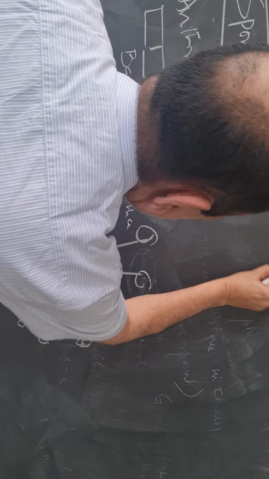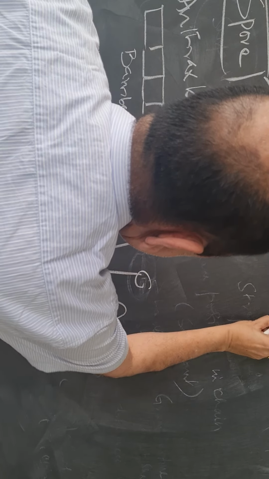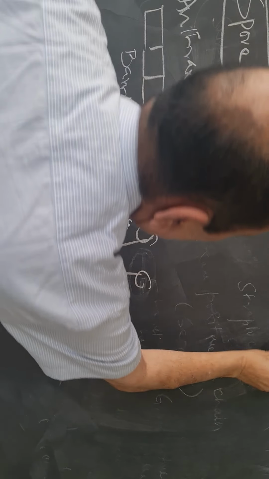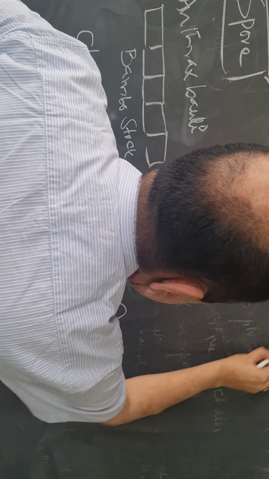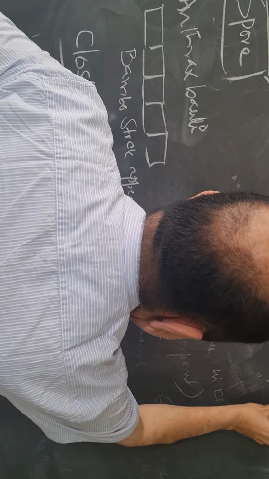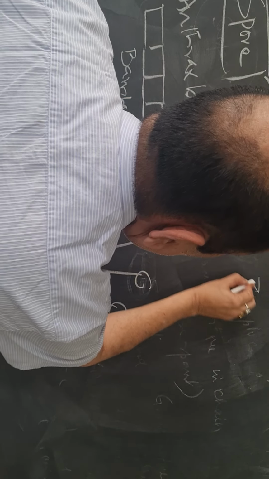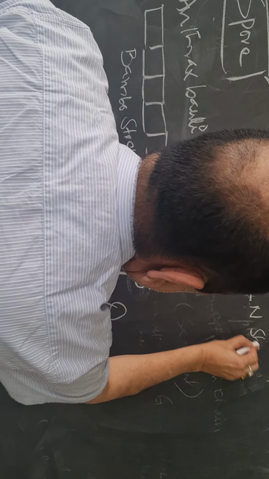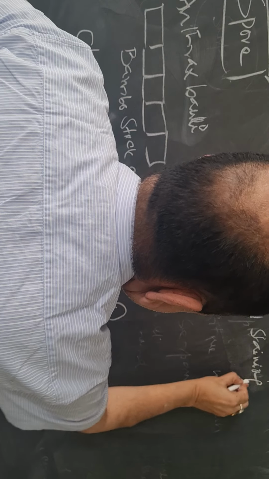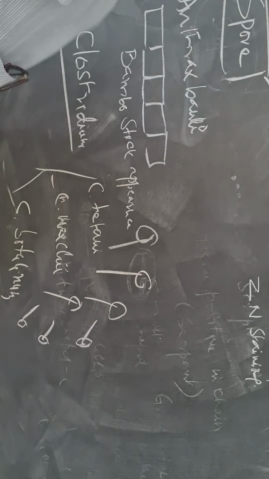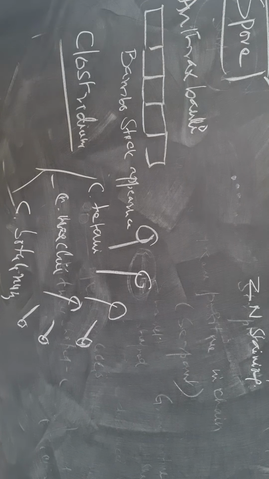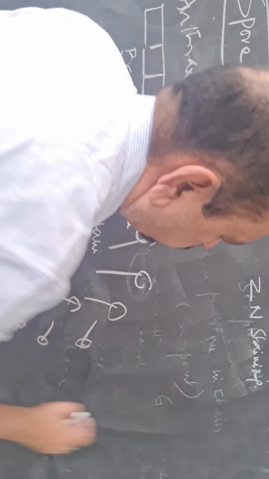acid fast organism. Stained by Ziehl-Neelsen staining. One of the exercises is given in your practical exercises. You have to do Ziehl-Neelsen staining and gram staining both. So remember the steps in gram staining.